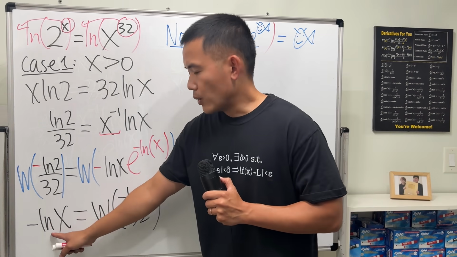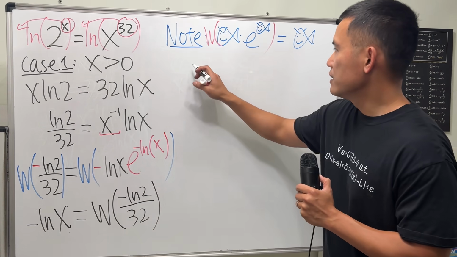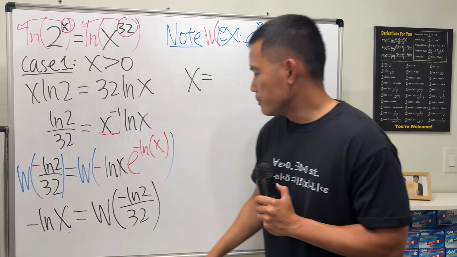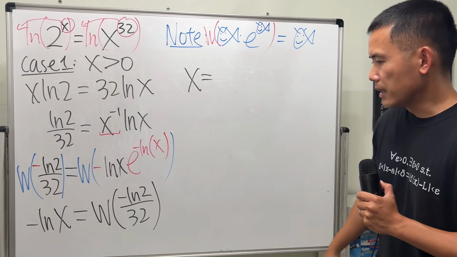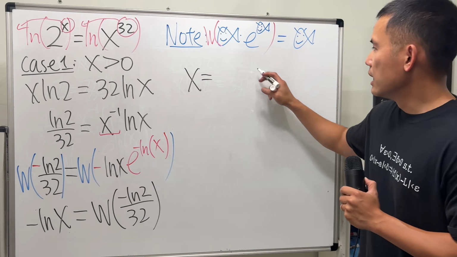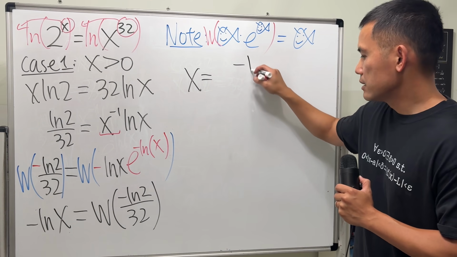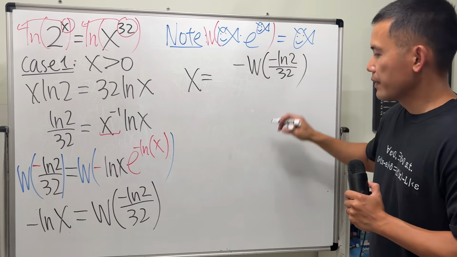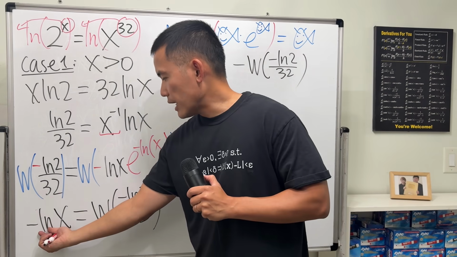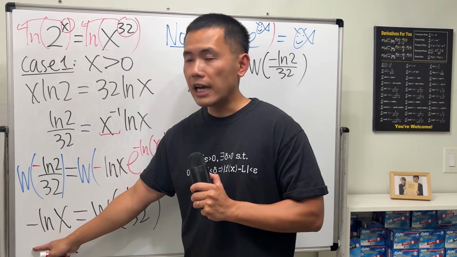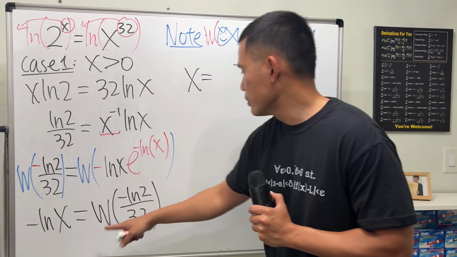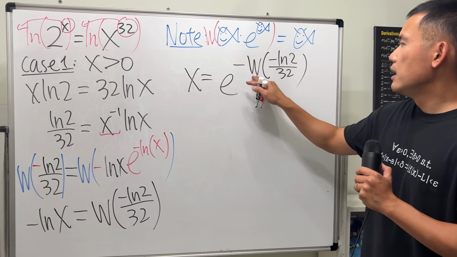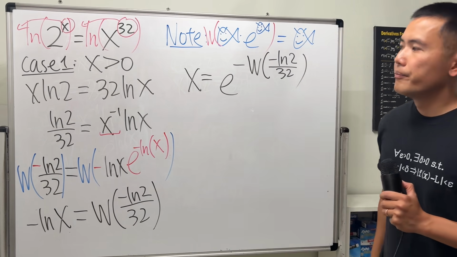Now, we'll just need to get x by itself. Check this out. X will be what? I will divide the negative, so multiply both sides by negative 1. So we will get negative W of negative ln 2 over 32. And then to get rid of the natural log, we exponentiate both sides. So e to the power. So this right here is e to the negative Lambert W function of this number.